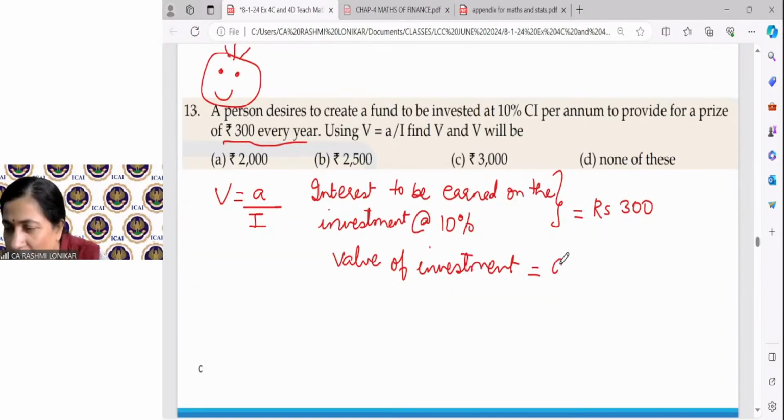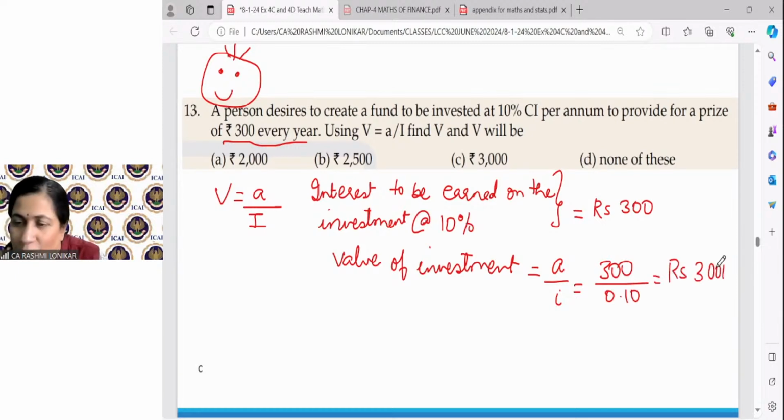Is A upon I? What is A? 300. What is I? 10%. 300 upon 10 is how much? Rupees 3000. So C will be the correct answer.